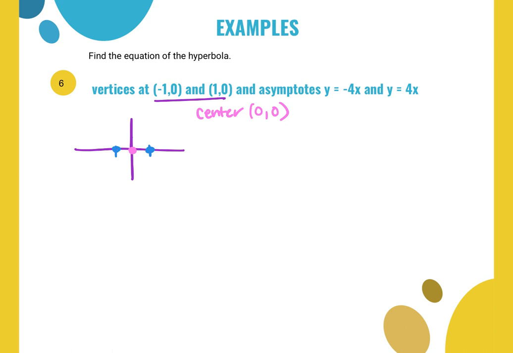Those are my vertices, so that means that this is, again, horizontal, which means it's x squared minus y squared equals 1. And I know a is 1.